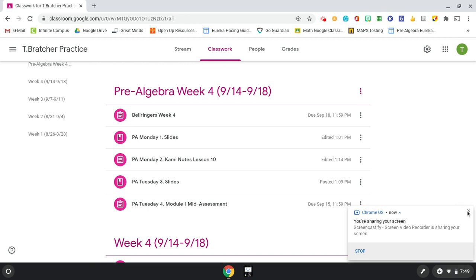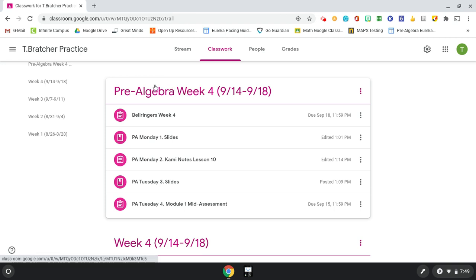Okay, this is week 4, and this is for our pre-algebra classes. So remember that everything will still be located under the classwork tab in your Google Classroom. Okay, and you will still have a bell ringer for Monday, Tuesday, and then Thursday and Friday each week.